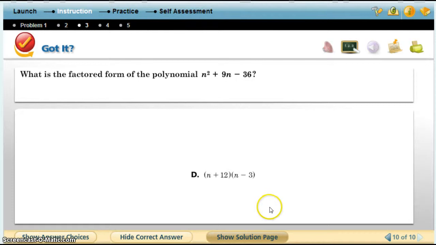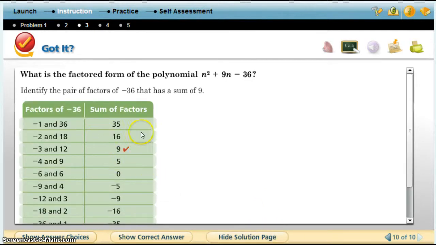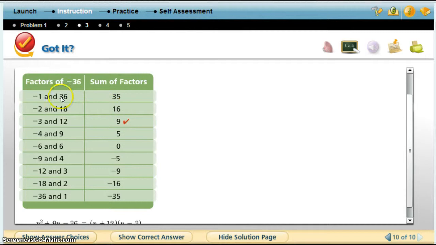Now, if you are to write out every one of the factors of negative 36, it's going to get kind of lengthy. So here's a list of all the factors of negative 36. And notice we had to try all different sorts. We had to do negative 4 and 9. We had to do negative 9 and 4. So you have to try all the different possibilities.